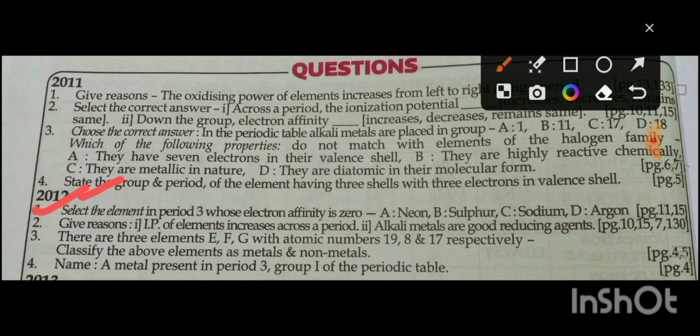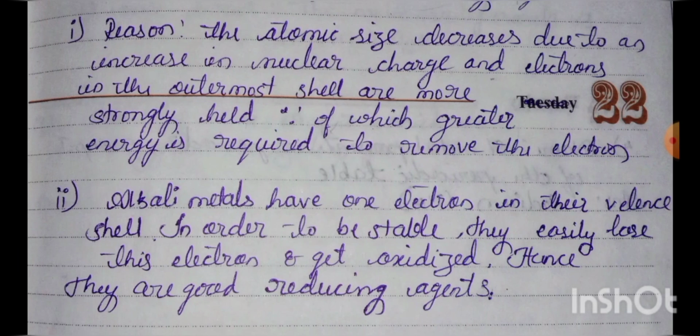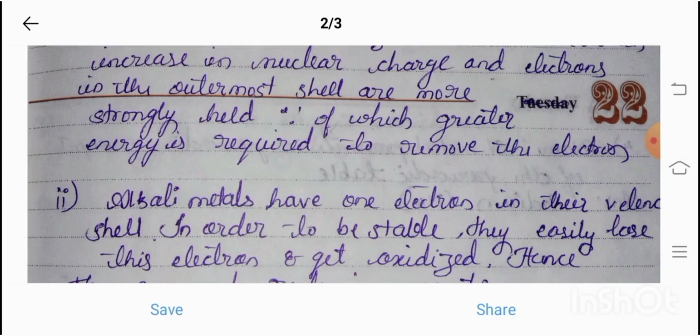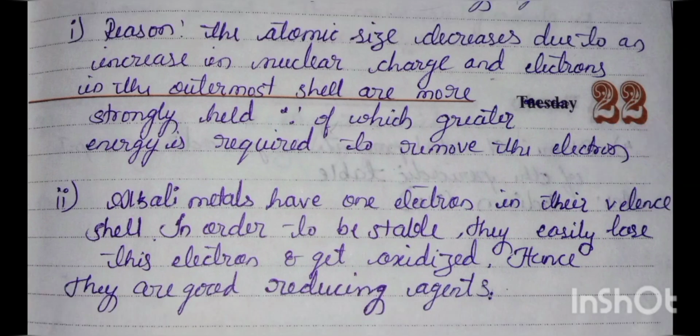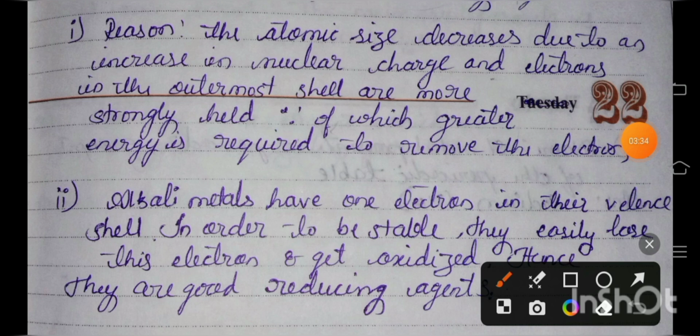Okay, next question. Second one is: give reason, IP of elements increases across a period. IP, ionization potential of elements, increases across a period. In that, the second one is: alkali metals are good reducing agents. So what is the reason for that? The reason is the atomic size decreases.